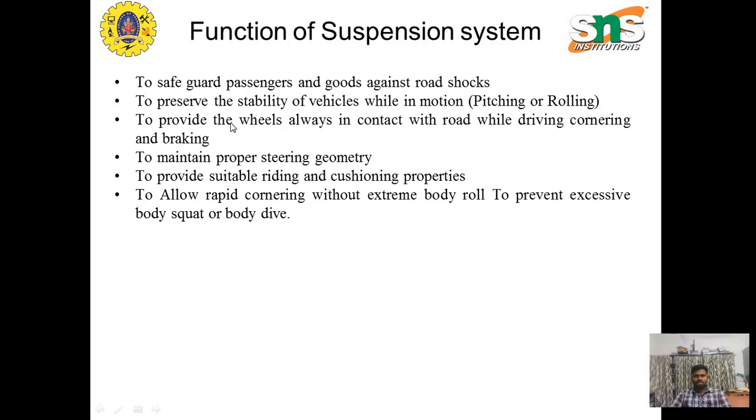The major functions of the suspension system are to safeguard passengers and goods against road shock, and to preserve the stability of the vehicle while in motion. It keeps the wheel always in contact with the road while driving, cornering, and braking, to maintain proper steering geometry. It provides suitable riding and positioning properties, and allows rapid cornering without extreme body roll. So these are the major functions that the suspension system could provide.